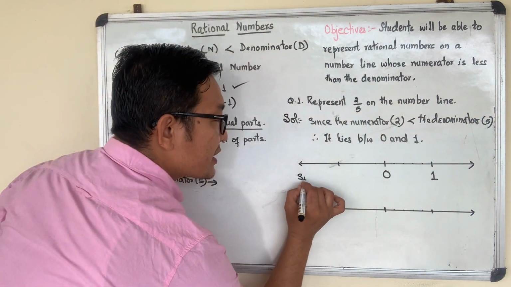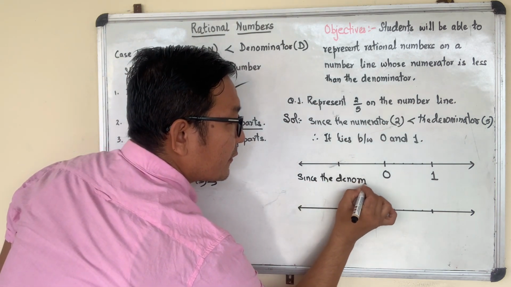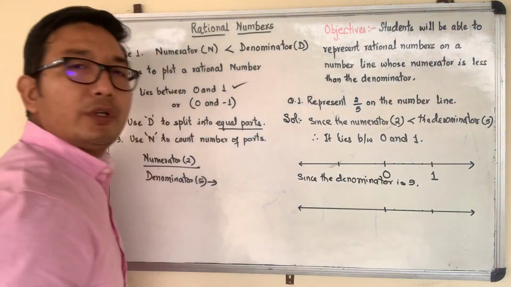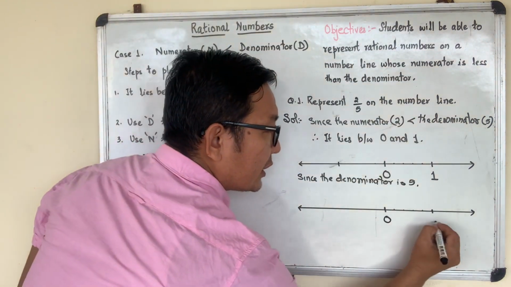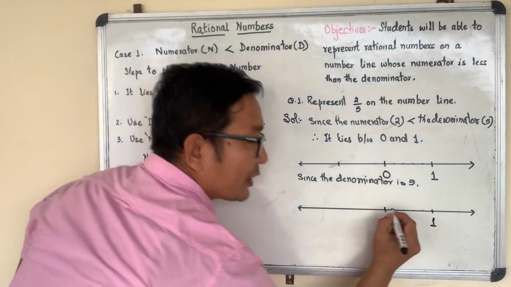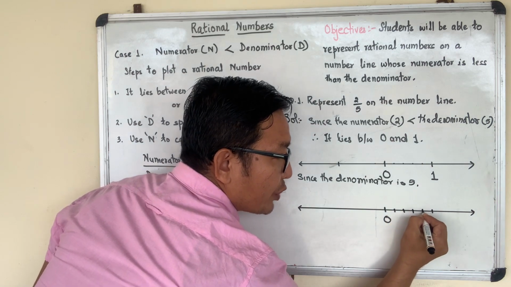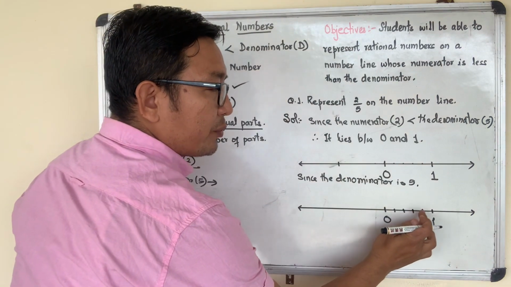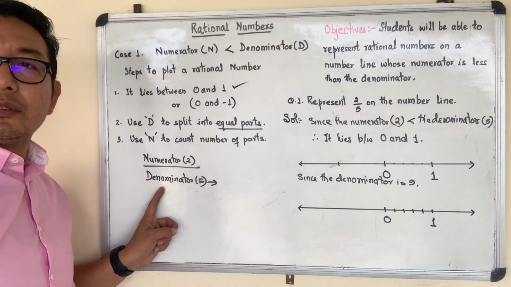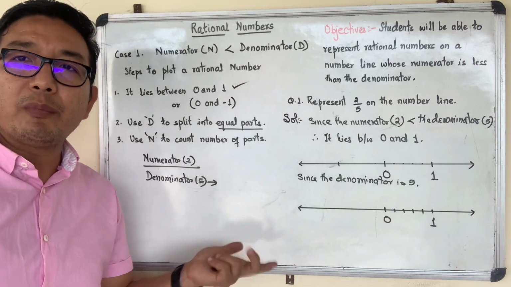Here, since the denominator is 5, we need to divide into 5 equal parts between 0 and 1. So the denominator tells us to divide the segment into a number of equal parts.